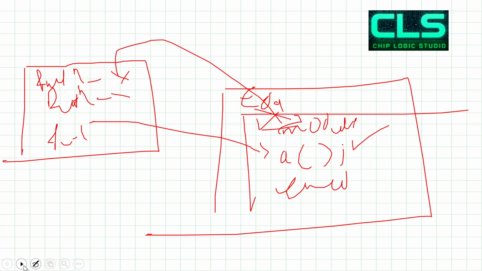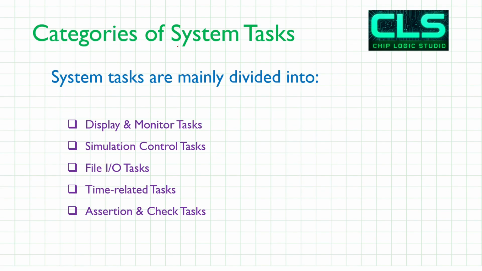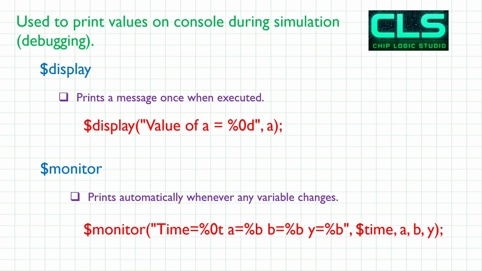Okay, let's move forward. There are some categories of system tasks, for example for displaying, simulation control, file handling, time related stuff, and assertions. So for printing, we are using $display. All these system tasks, $display, $monitor, right? I will tell you how to write the code, but how they are simulated, you can watch in my video on event regions and you will understand that.